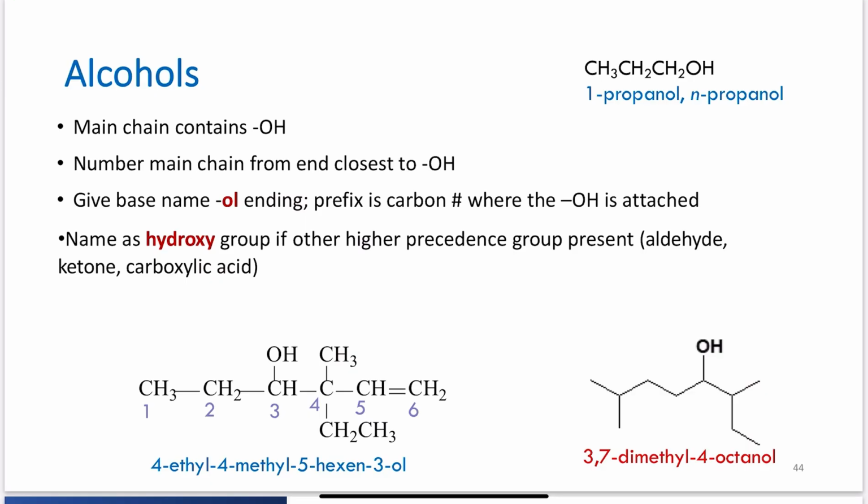Alcohols, the main chain contains that OH group. So you can see here, like the OH group is on that main chain. You number the main chain from the ending closest to the OH group. So on this one, 1, 2, 3, 4, 5, 6, 7, 8. Okay. Give the base name an OL ending. Prefix is the carbon number where the OH is attached. Name it as a hydroxy group if there's another higher precedence group present, such as an aldehyde, ketone, or carboxylic acid. So if I have more than one functional group attached, I do name it with a priority for the other functional group, and then I name that OH group as hydroxy.